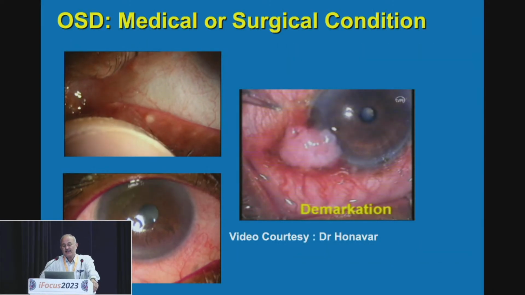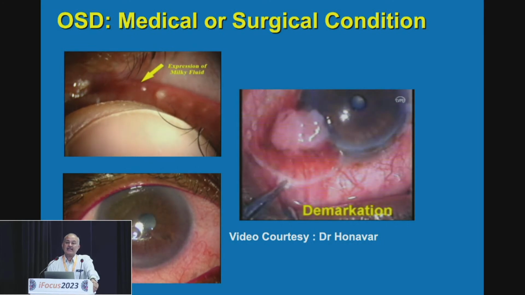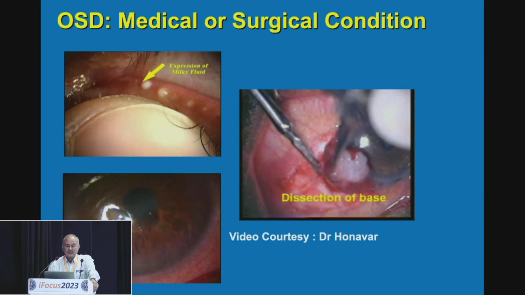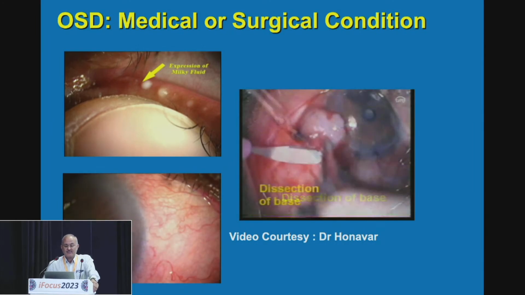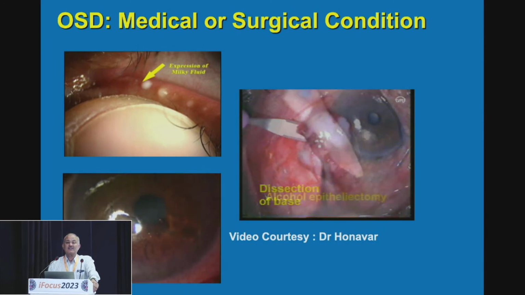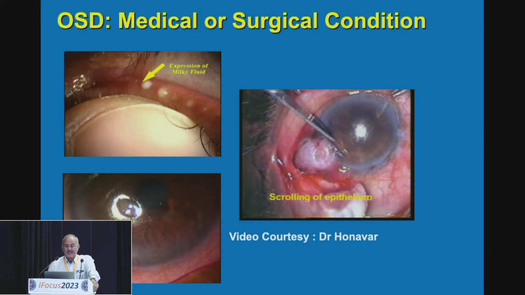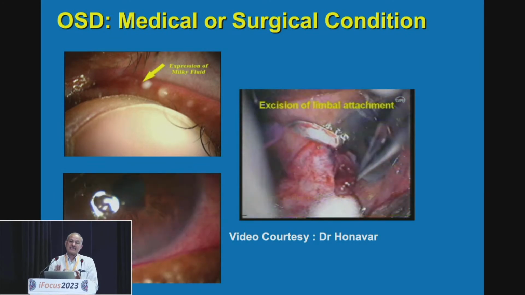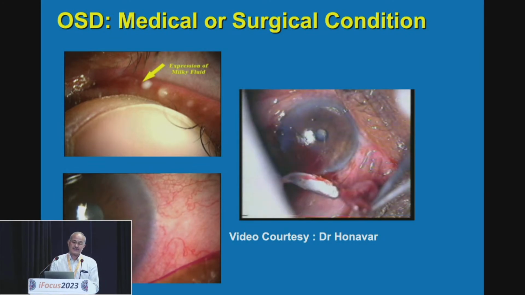Another consideration is whether the condition you are dealing with needs medical or surgical treatment. These two videos show one is meibomitis, the other is rheumatoid arthritis with ocular surface thinning. The other is ocular surface neoplasia. So OSSN is primarily a surgical disease, right?